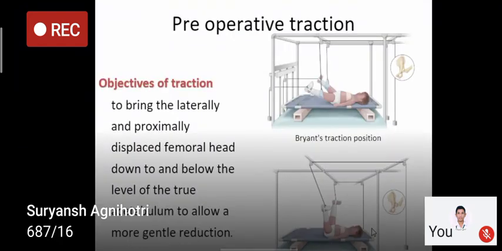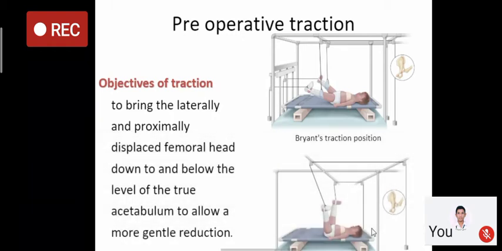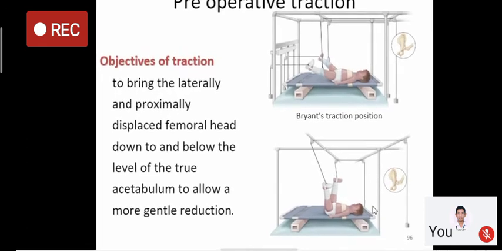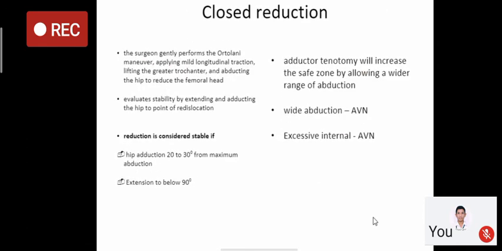Closed reduction, in which reduction is possible, the objective of traction is to bring the lateral and proximal displacement more or less down to below the level of the true acetabulum and allow a more gentle reduction. The surgeon gently performs the Ortolani maneuver and applies longitudinal traction, lifting the trochanter and abducting the hip to reduce the femoral head.